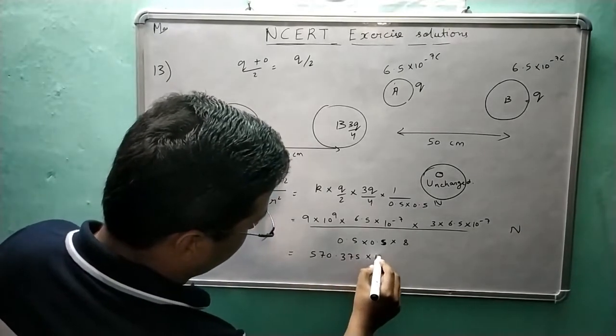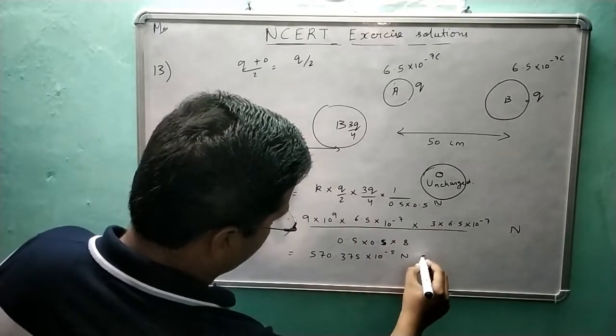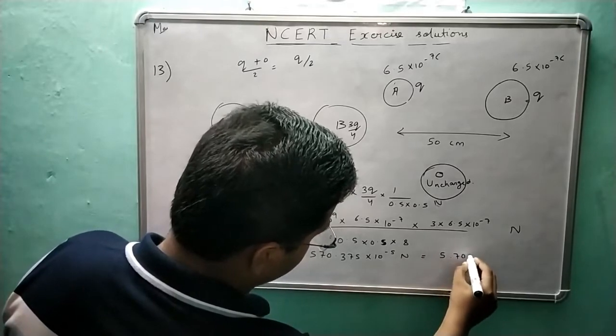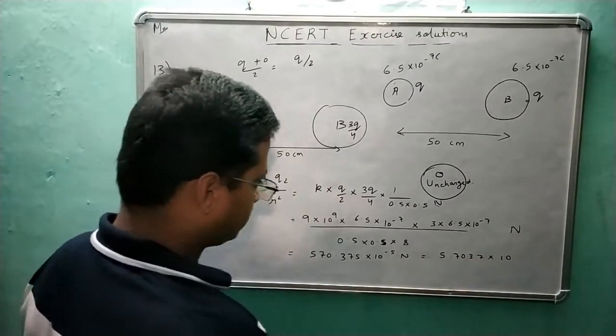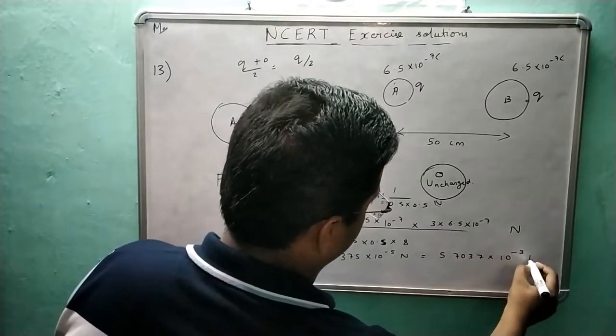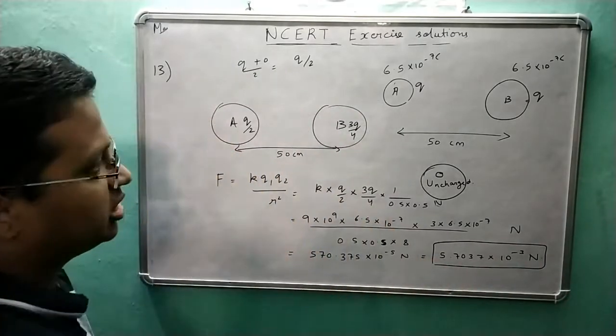570.375 into 10 to the power minus 5 Newton, or 5.7037 into 10 to the power minus 3 Newton. This is the answer of question number 13.